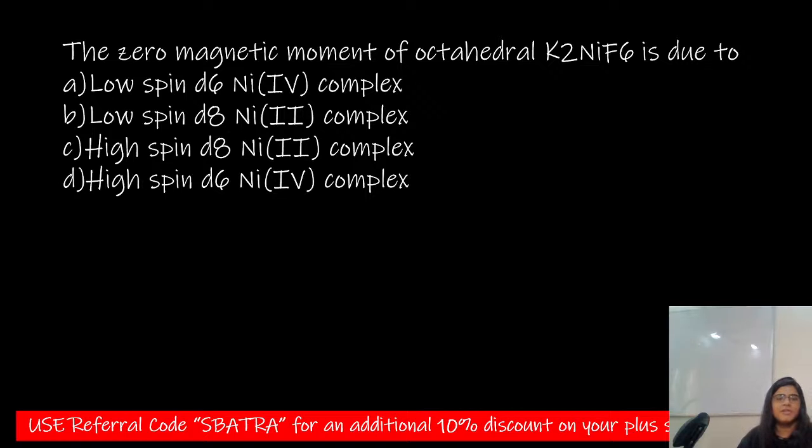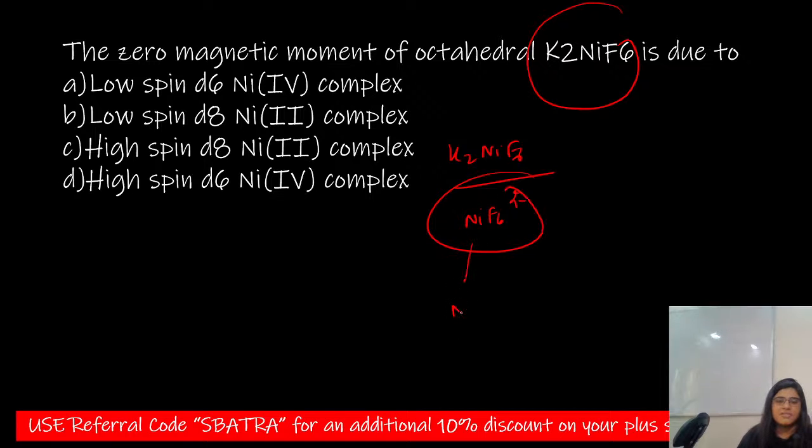So in this particular question, the compound is K2NiF6. So this is your NiF6 2 negative. The oxidation state over here is +4, so nickel is having +4 oxidation state. Although fluoride ligands are weak field ligands, due to this +4 oxidation state of nickel, this is a low spin complex, and we have pairing in this particular complex. So this was the correct answer. This is a low spin d6 Ni(IV) complex. I hope this is clear.